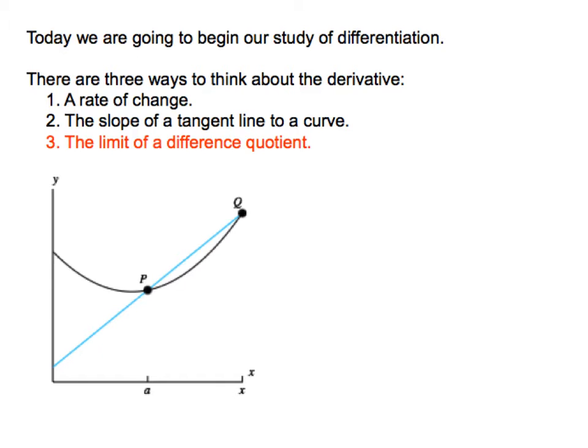All right, so with the beginning of our study of differentiation, keyword here, differentiation is implying the derivative. There are three ways to think about the derivative. One is a rate of change. Two is the slope of a tangent line to a curve. And three is the limit of a difference quotient. So today, as we learn about it, we're going to use the limit of a difference quotient. You may or may not have seen this at the end of pre-calc last year. But as we move through the chapter, we'll talk about it as a rate of change, and we'll also talk about it as the slope of a tangent line to a curve pretty often.